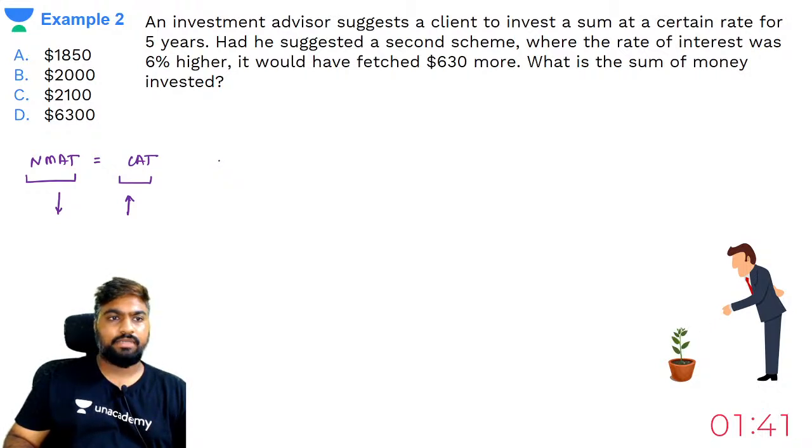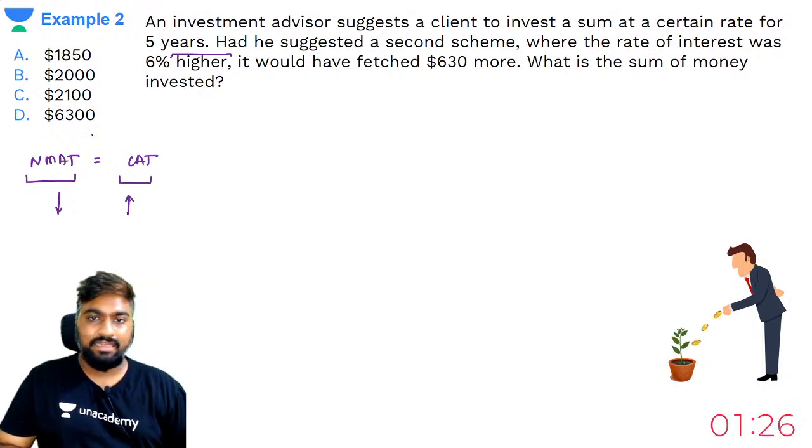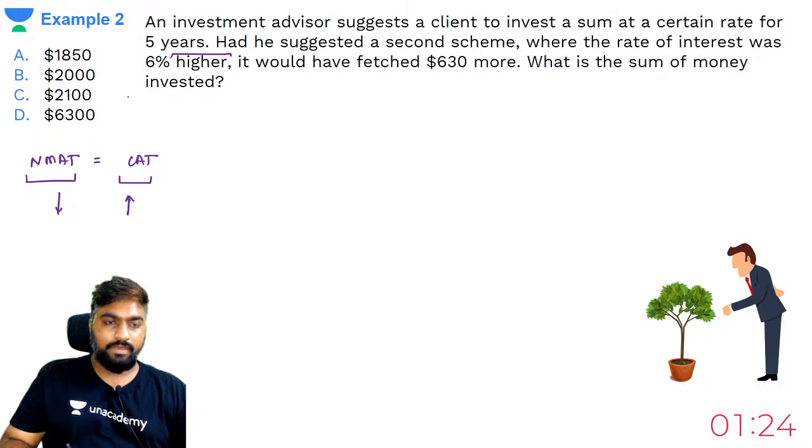Percentage points only. They are saying it is 6% higher. They're not saying that one is 6% greater than the other. So it is always percentage points only.